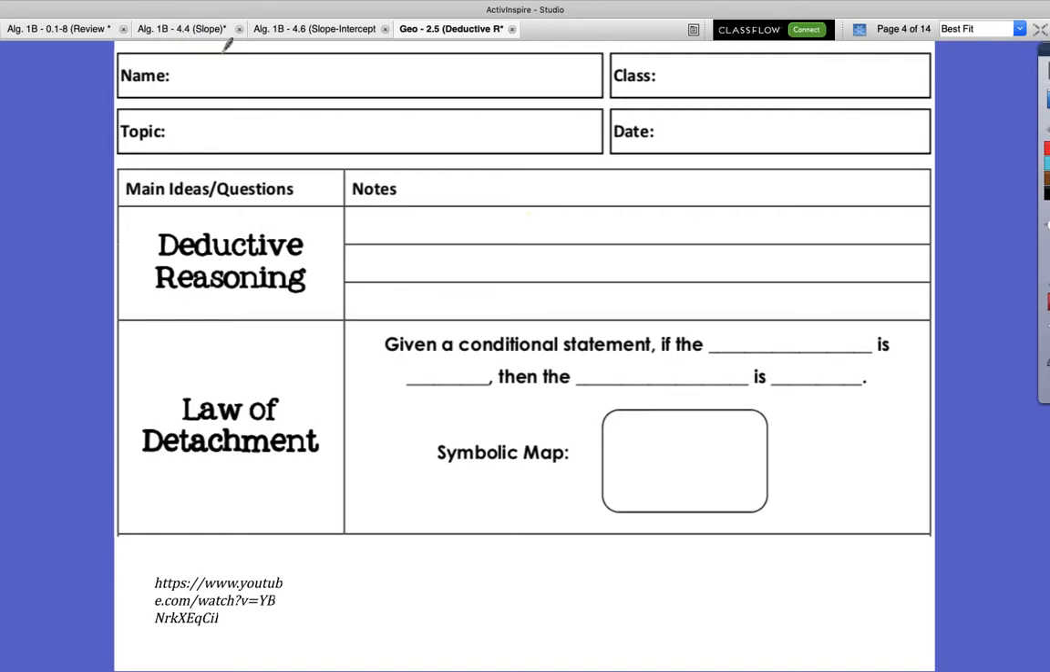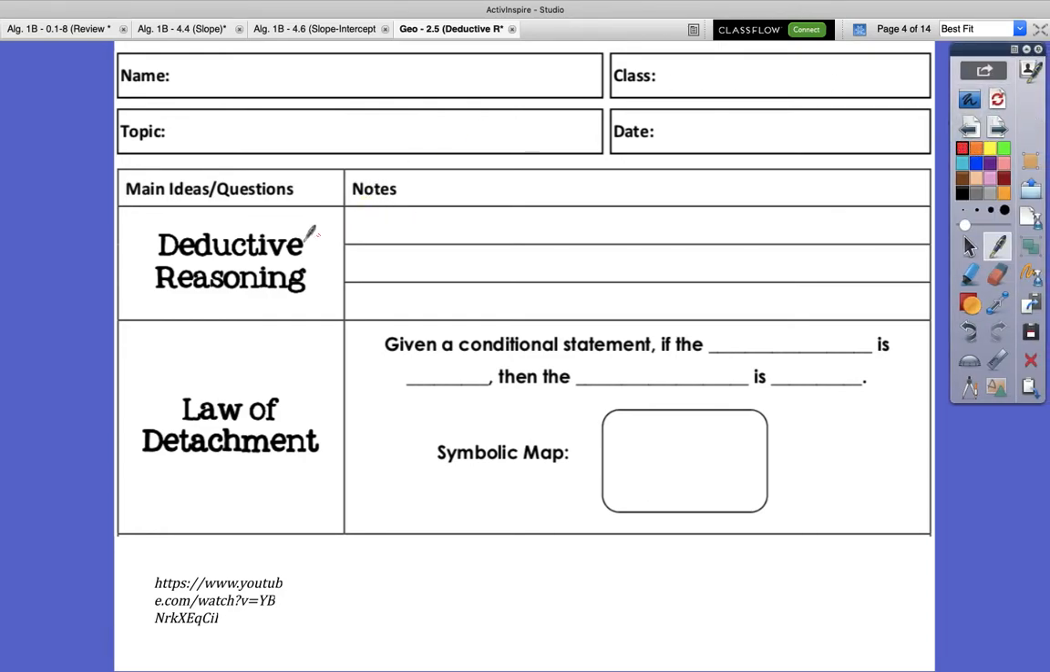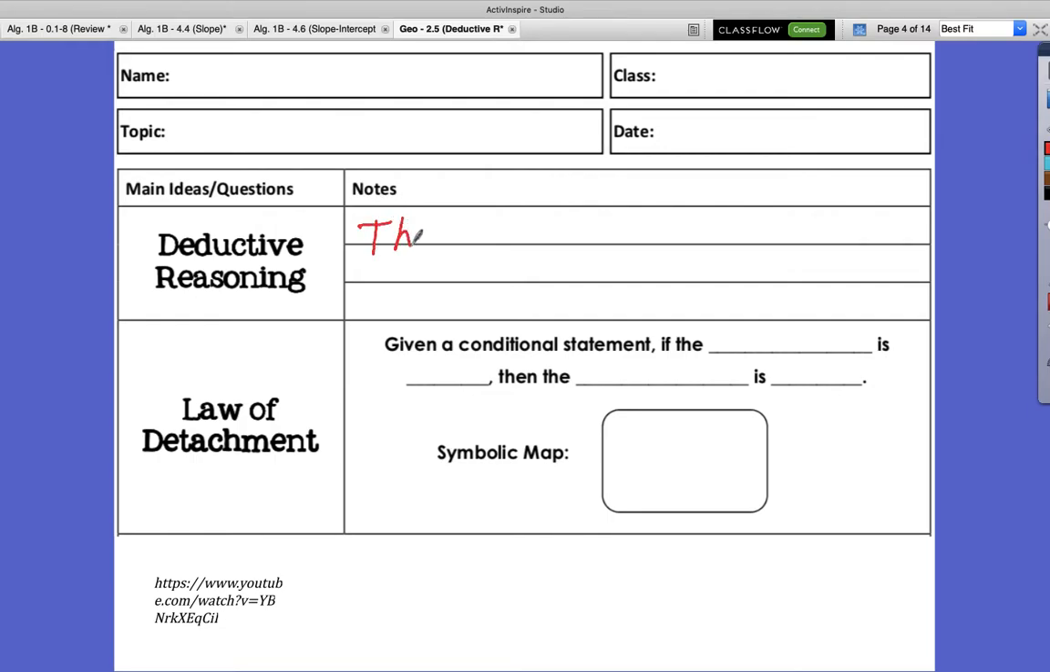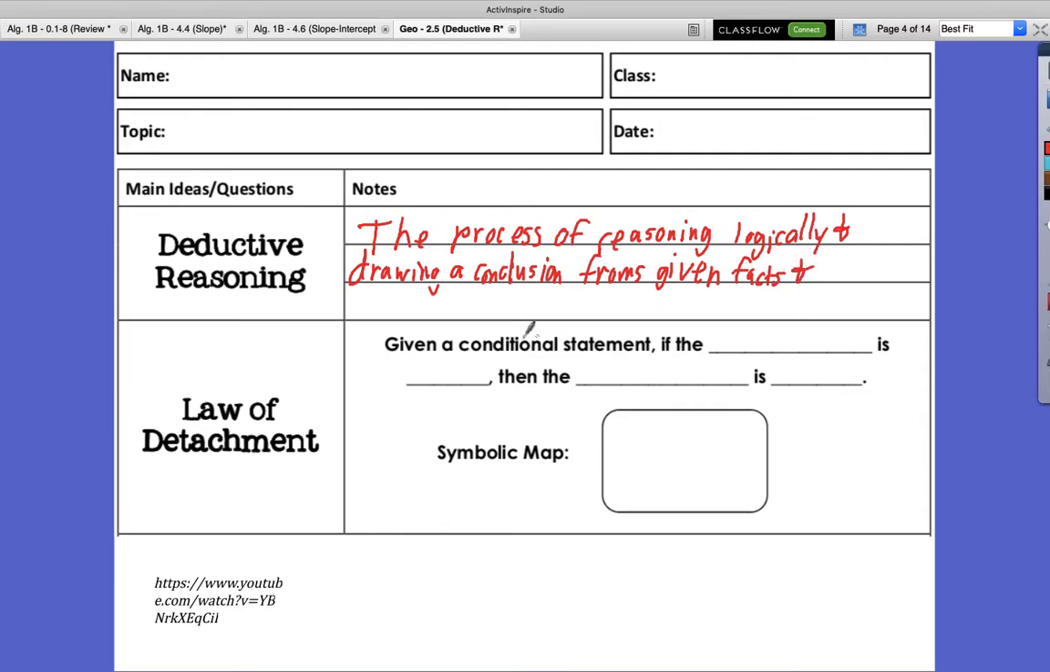So first of all, let's talk about what in the world is deductive reasoning. Deductive reasoning is the process of reasoning logically and drawing a conclusion from given facts and statements.